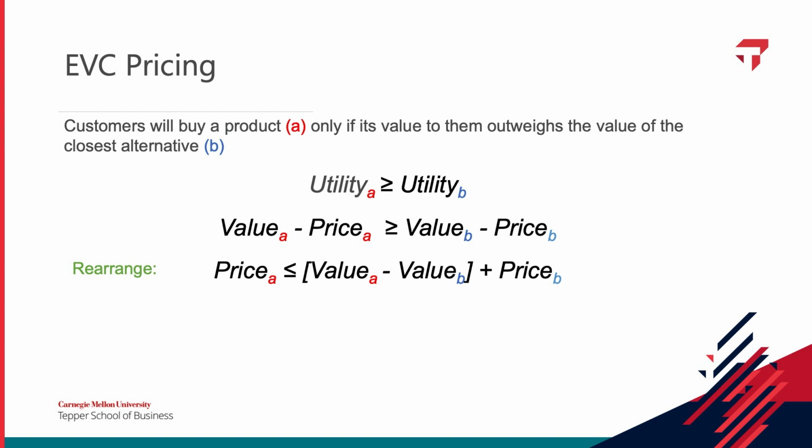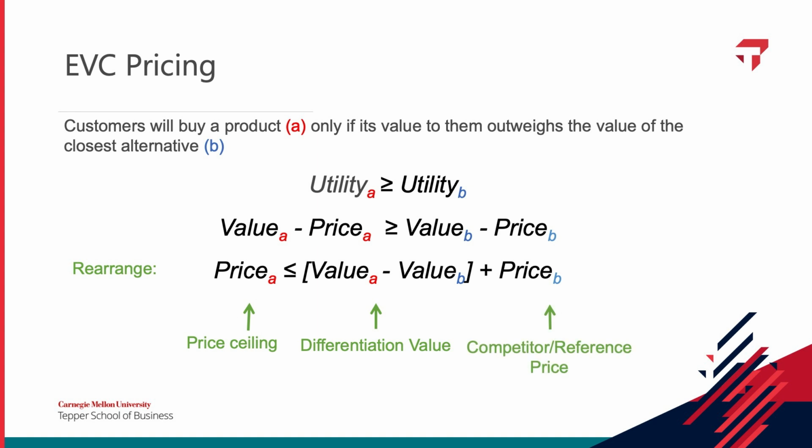And what this inequality is saying is that the price that I set must be less than or equal to all those things on the right. And what that implies is that this is a price ceiling. This is the most you could possibly charge. And when we think about what's on the right side of that equation, we see that in those brackets, that's your differentiating value. That is the additional value that your product generates for consumers above and beyond your nearest competitor. And of course, we add to that the price that that competitor is charging.